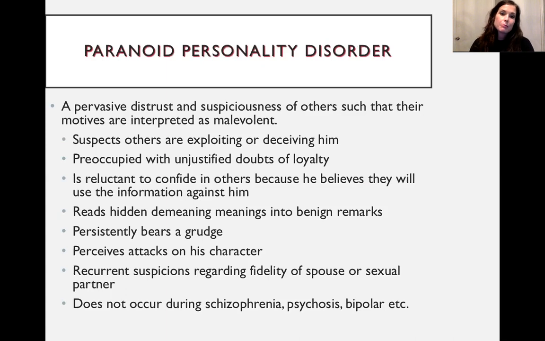Reads hidden demeaning meanings into benign remarks. Persistently bears a grudge. Perceives attacks on character. Recurrent suspicions regarding fidelity of a spouse or sexual partner, and does not occur during schizophrenia, psychosis, bipolar, etc. So you definitely want to rule out those other diagnoses that could be contributing, and really look at the pattern of behavior over time. Is this part of the personality, or are they experiencing psychosis?